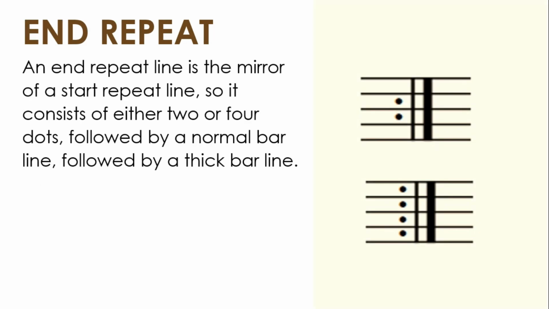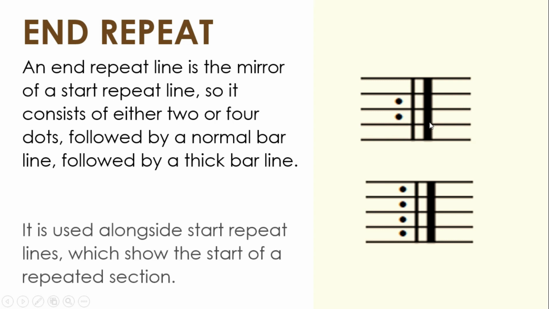End repeat. An end repeat bar line is the mirror of a start repeat bar line. So it consists of either 2 or 4 dots followed by a normal bar line and then followed by a thicker bar line. It is used alongside the start repeat bar lines, which show the start of a repeated section. So this start repeat bar line shows the start of the repeated section, and then the end repeat bar line shows the end of the repeated section.